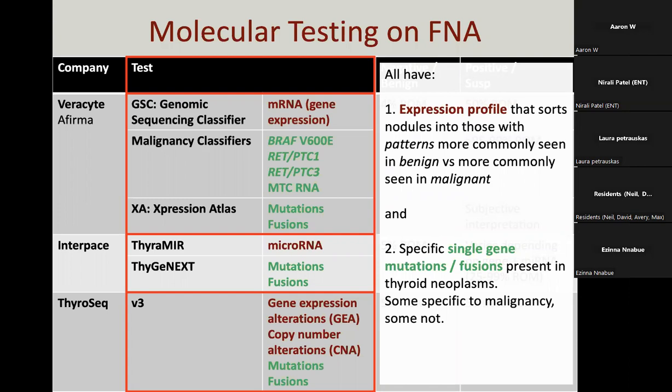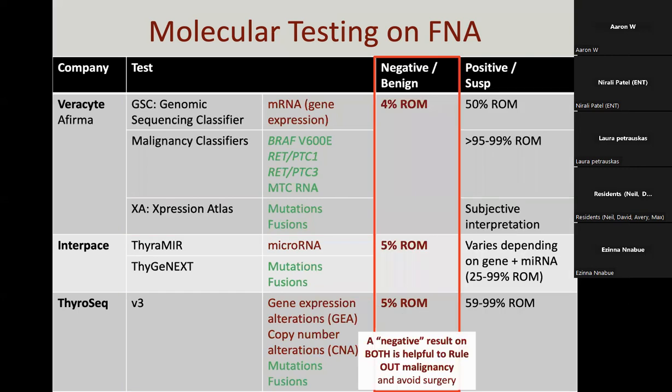So if you have a benign gene expression profile and no mutations, then you're highly likely to be benign on resection. And so this negative for both is really, really helpful to rule out malignancy, because now you've taken a cytologically indeterminate nodule and you've dropped its risk of malignancy to single digit, very near 0. So these patients can now be treated as effectively benign with observation.